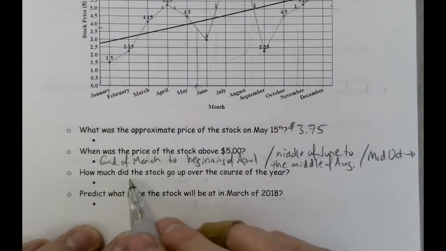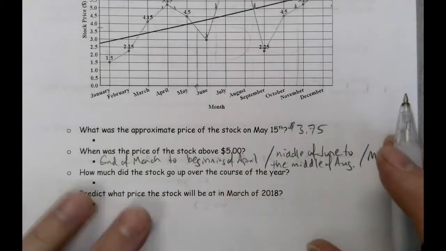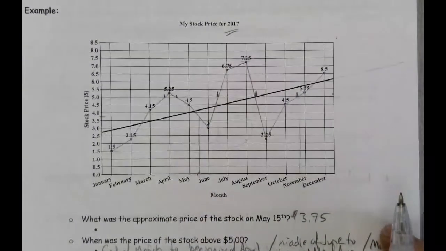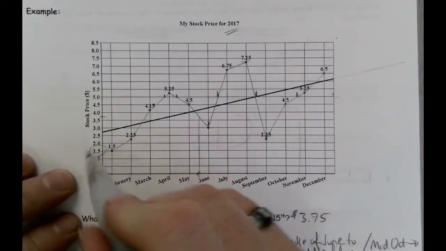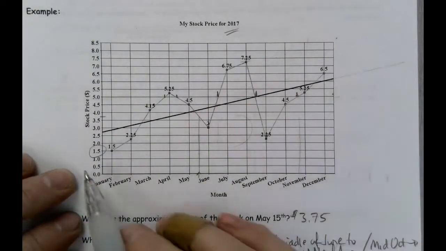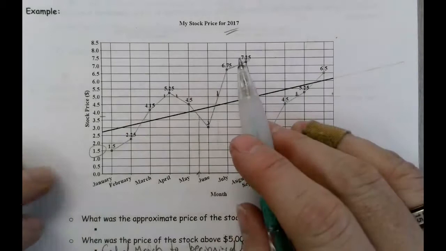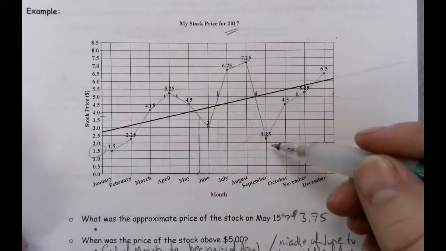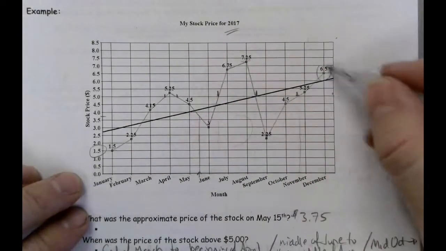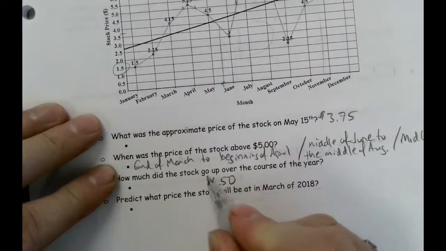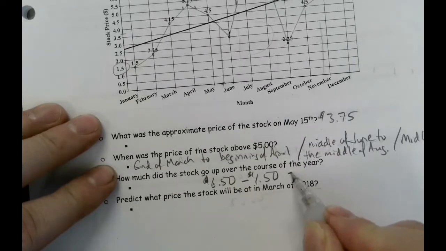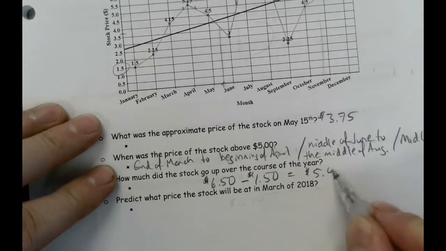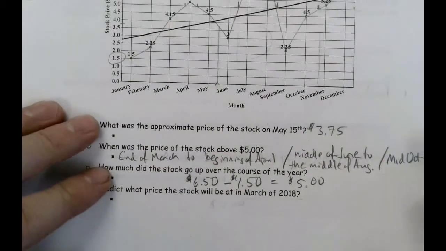Now, how much did the stock go up over the course of the year? So let's just take a quick look. Well, where did it start? At January here, it started at $1.50. And granted, it had a big rise here, but it dropped back down. So by the end of the year, it's up to here to $6.50. So $6.50, but we have to subtract that starting value here, $1.50. So the answer is it had an overall rise of $5.